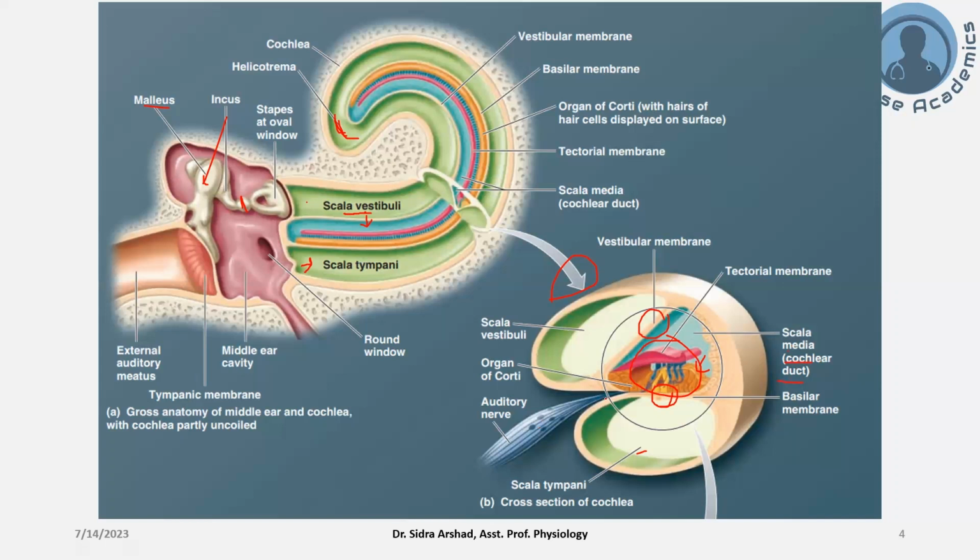Closely associated with the organ of Corti is the eighth cranial nerve, the auditory division of the eighth cranial nerve. This nerve innervates the hair cells. The hair cells are the receptor cells of the organ of Corti, and these are the cells which respond to the signals generated by the vibration of the basilar membrane in response to sound waves.